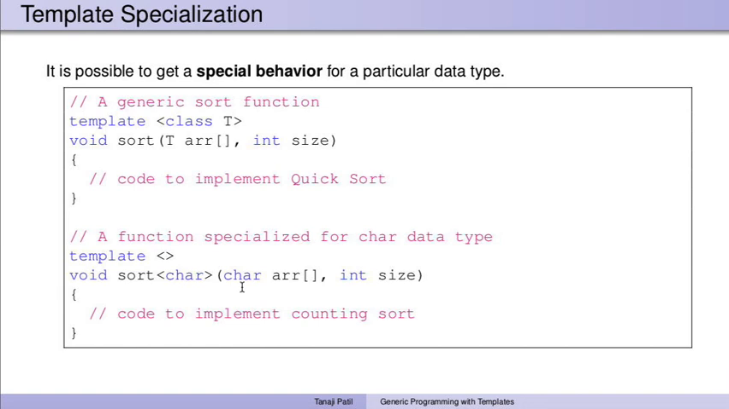Remember, the syntax is that we make use of the template keyword followed by empty angle brackets, and the sort method for character data type is written as sort followed by the name of the data type, that is char, in angle brackets. So this is the code to implement the sorting method for character, and for the rest of the data types the generic sort function will be used. This is called template specialization.